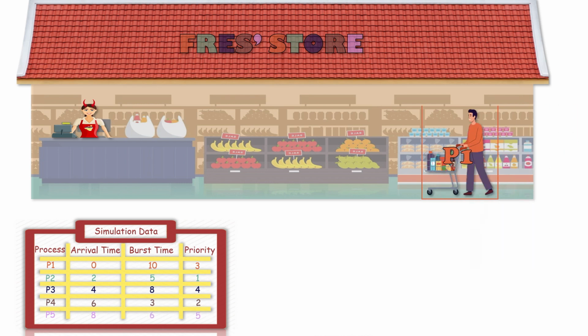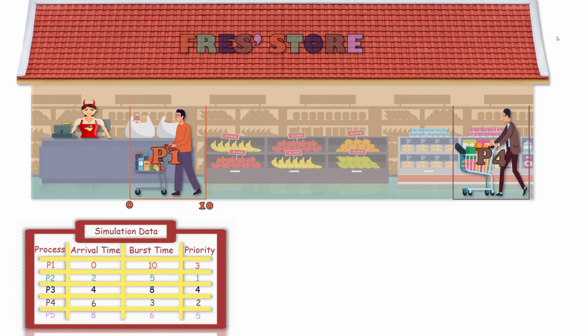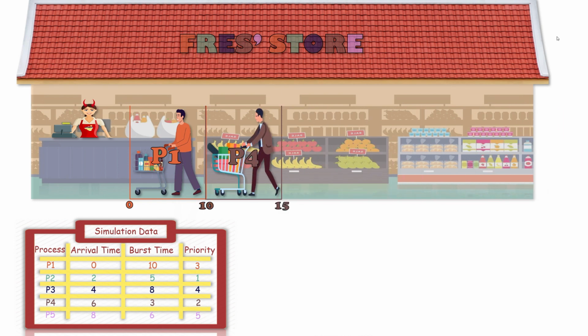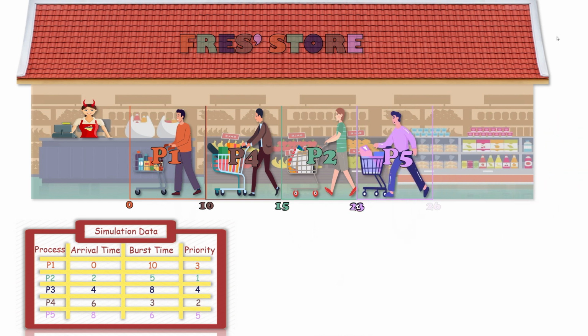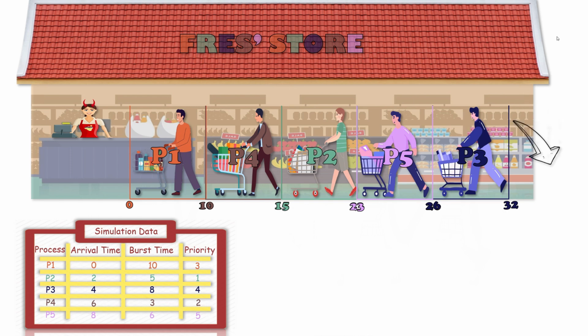Let's say person 1 arrived at 0 until 10, person 4 arrived at 10 until 15 because the burst time value is 3, which is shorter. Person 2 arrived at 15 until 23 because the burst time value is 5, which is shorter. Person 5 arrived at 23 until 26 because the burst time value is 6, which is shorter. Lastly, person 3 arrived at 26 until 32. Now, this is called a Gantt chart.